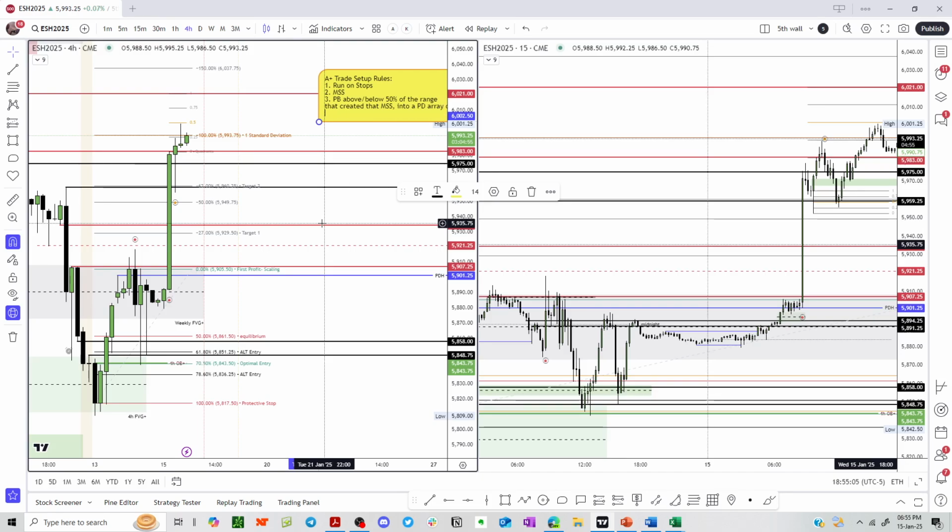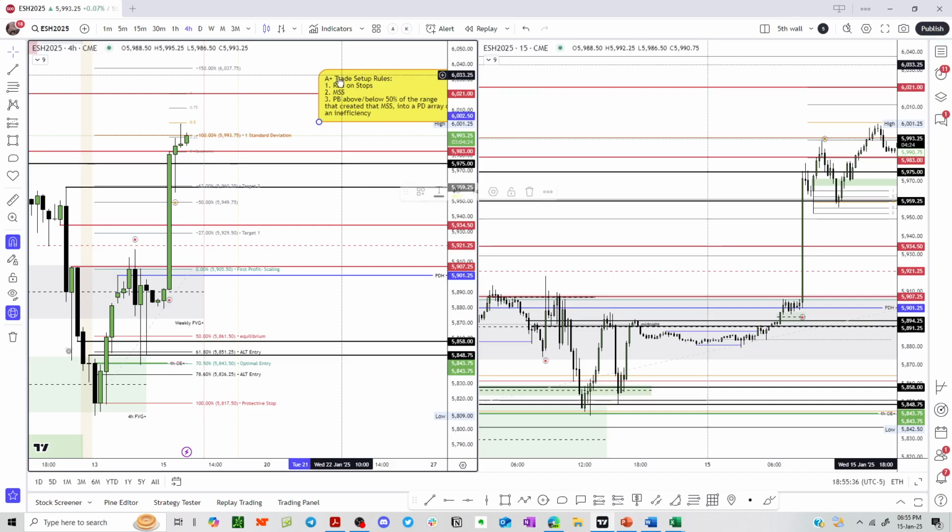Always differentiate between a PD array and an inefficiency, just to make that clear, that we are generally looking for internal range liquidity. It could be external, because you want to see price run stops before making a huge move. In that case, if it's running stops, that would be external range liquidity, at least in that smaller scope, right? So those are the 3 rules.